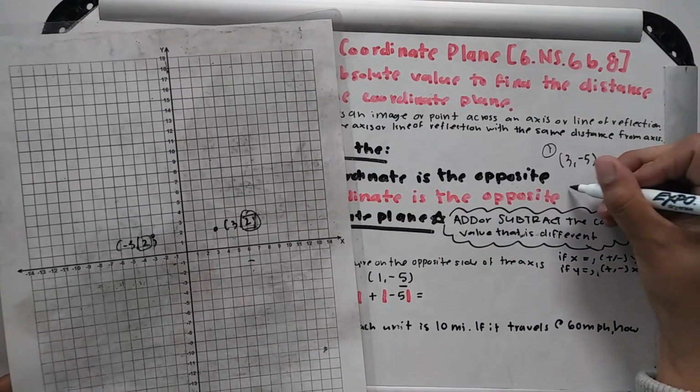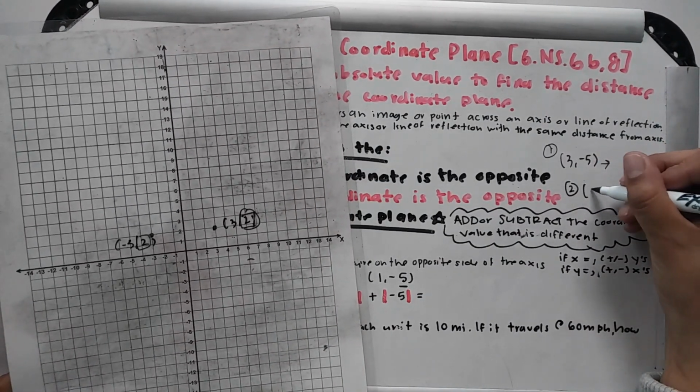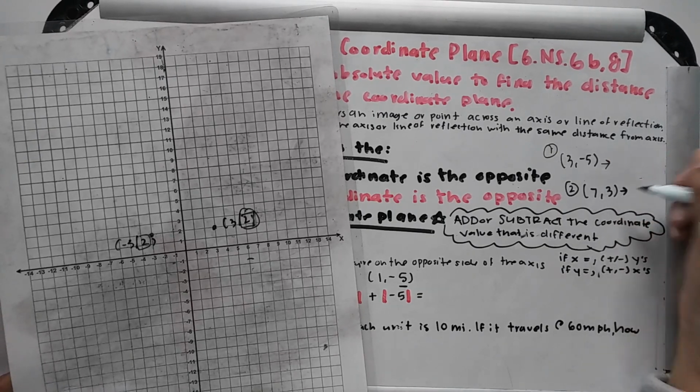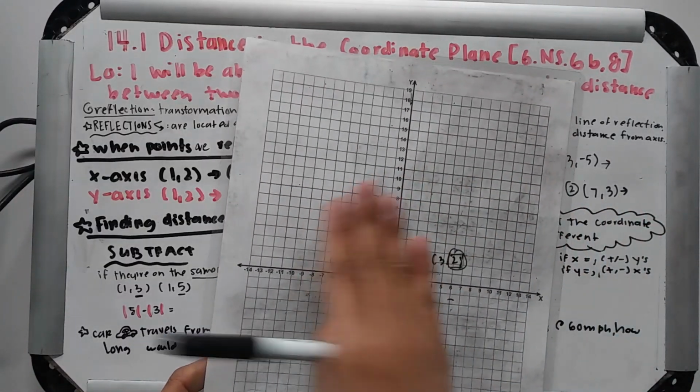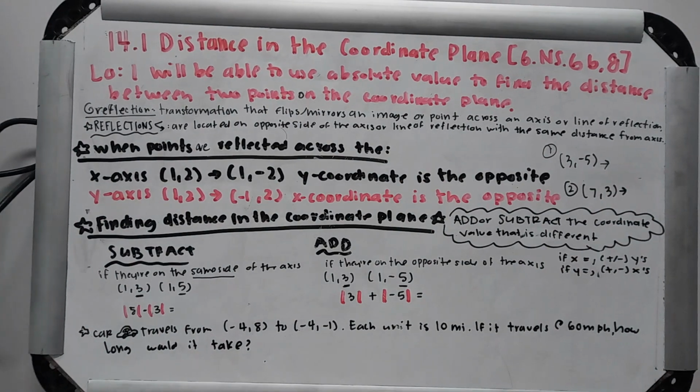So let me go ahead and give you one to do for this one. Imagine I have 7, 3. If I'm going to reflect it across the y-axis, what is going to be the value for that reflection?